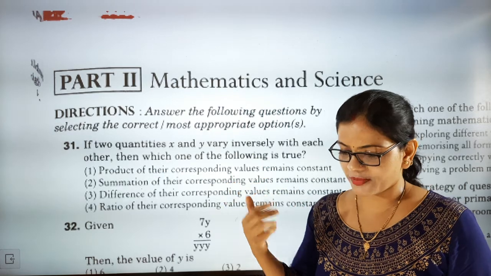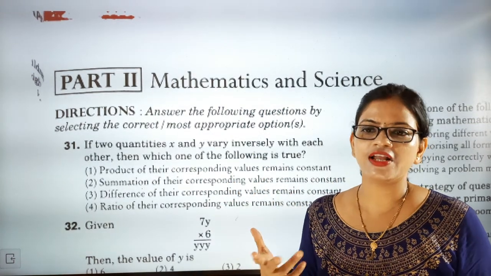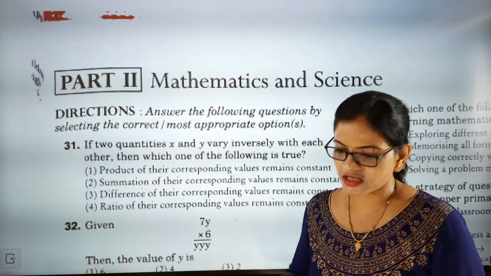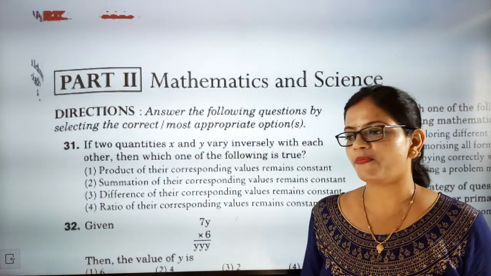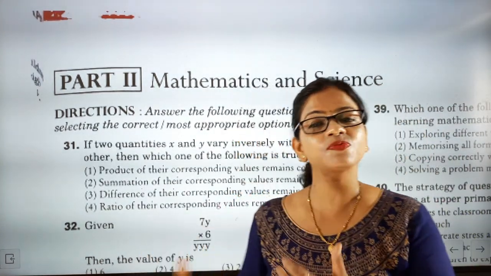The coming examination, that is the CTT examination, where teachers are going to sit for the preparatory CTT examination. There you have to score 60 marks out of 150. So maths and science is one part where you can score as much as possible.